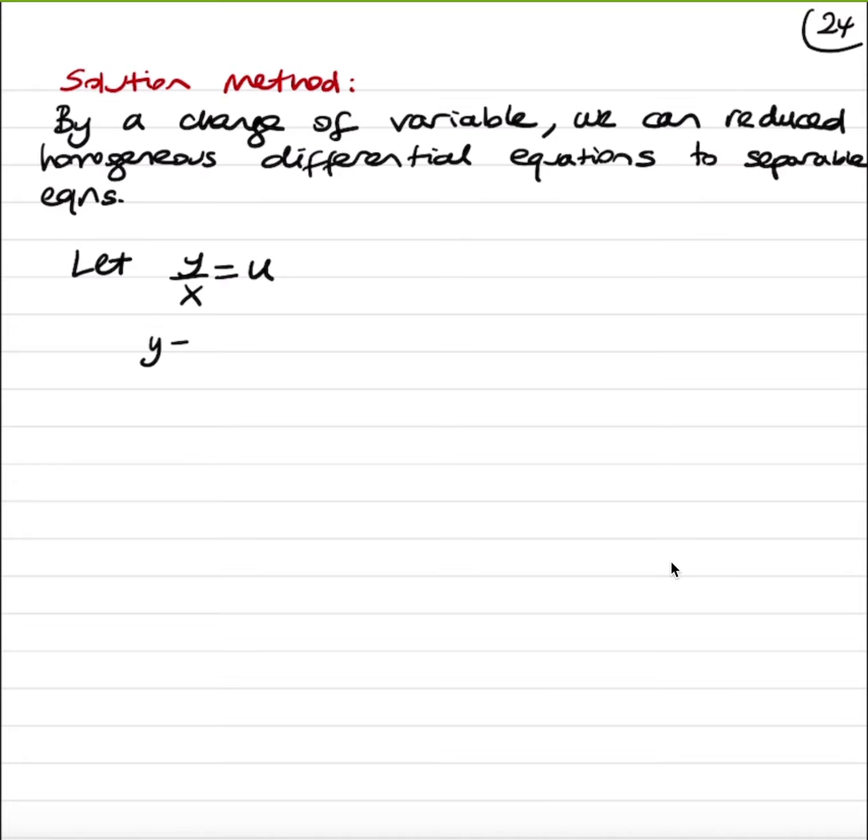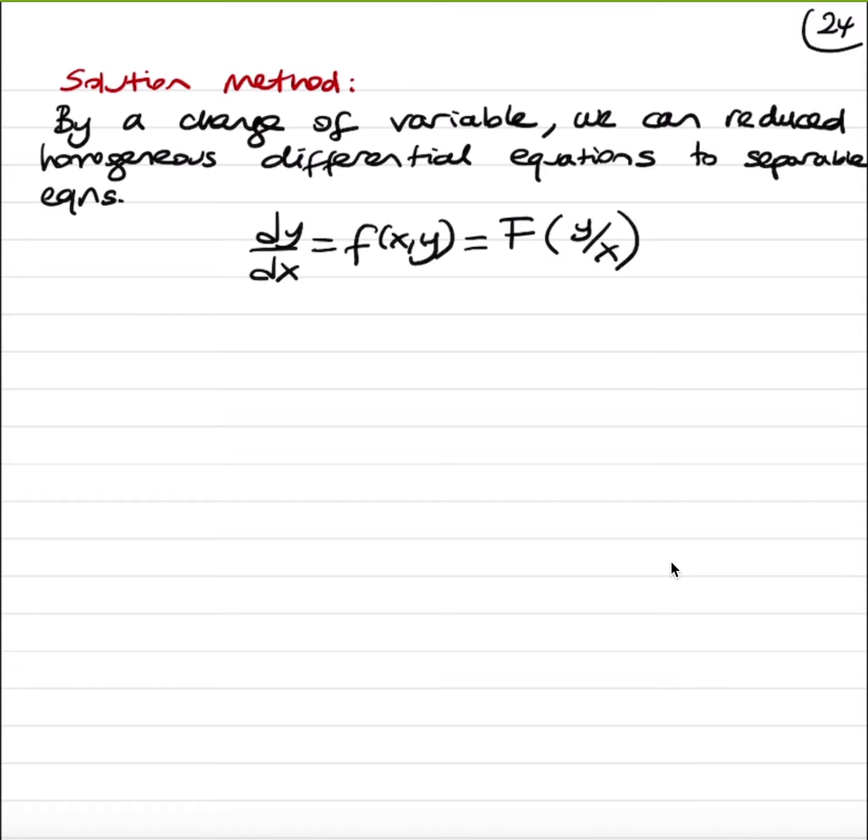Then what is y? y is u times x. So we are given dy over dx. Okay, let me write it from the beginning. Sorry about that. Let's say that we are given dy over dx equal to f of x y, and we write this function as a function of y over x. The x over y case is similar. Then we will change y over x to be u, so we will substitute: where we see y over x, we will substitute u.